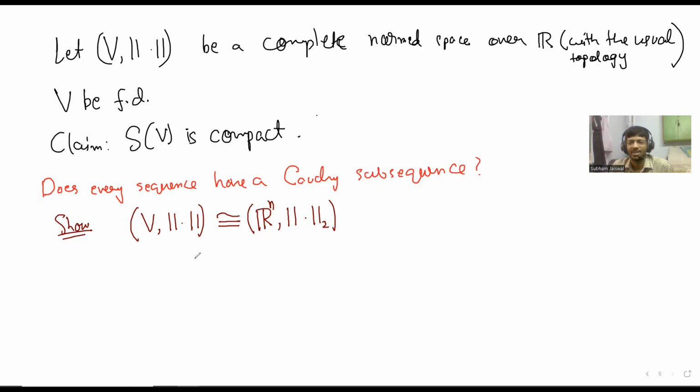Then you are done, right? Then the sphere is compact. So really the point was that what topology on R you start with is the key, right? That is the point.